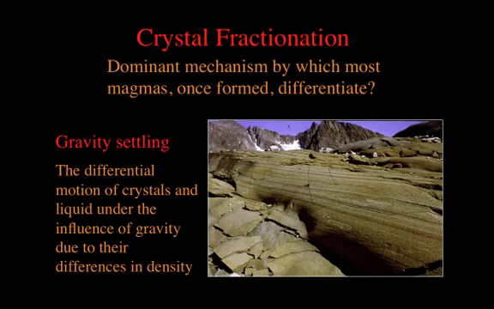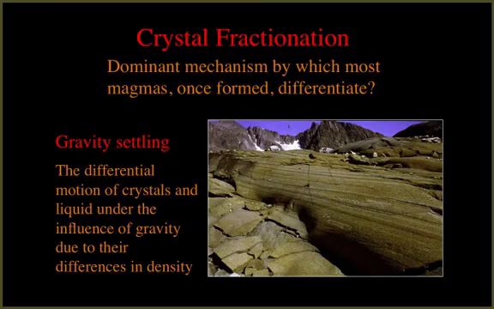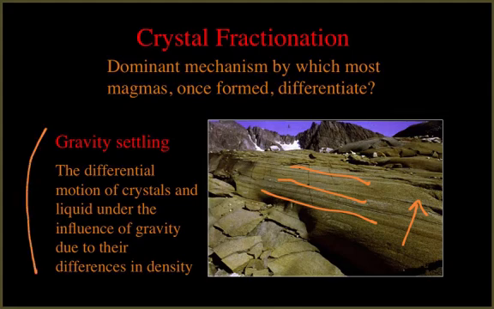There can be crystal fractionation. This might be a dominant mechanism for magmas to differentiate. We have crystals that form within the magmatic body that settle out, and we can see that in some cumulate rocks. And we see compositional differences as you go from the bottom of one cumulate layer to the top of that layer. This is also called gravity settling.